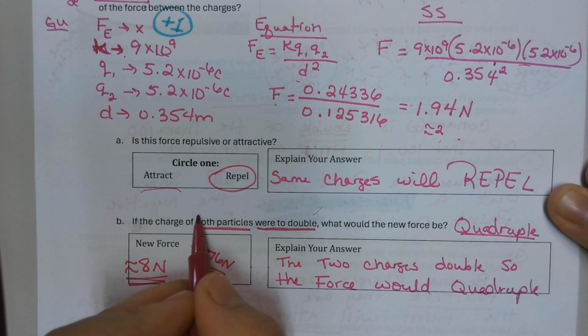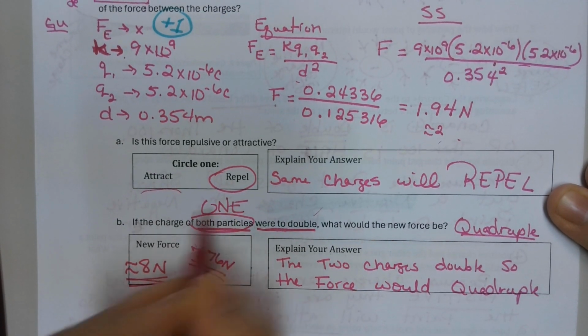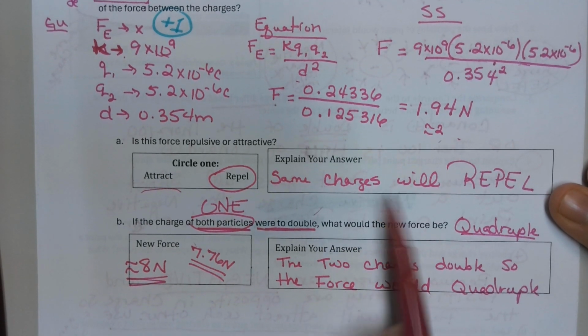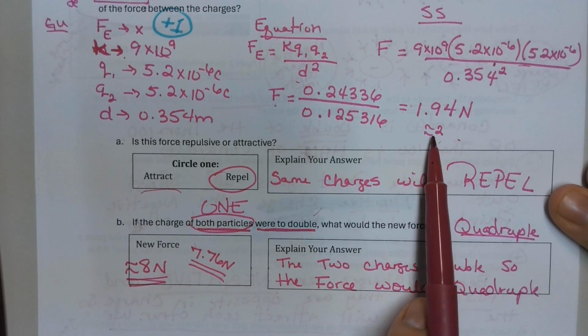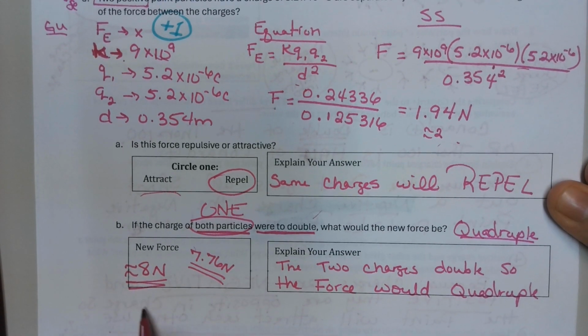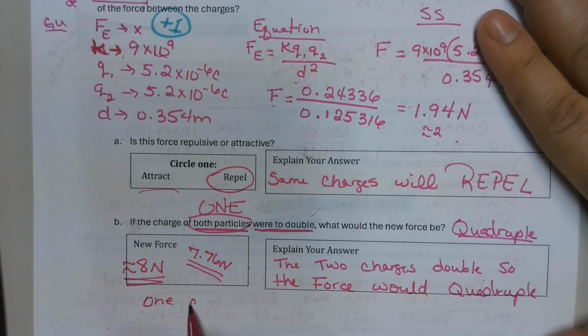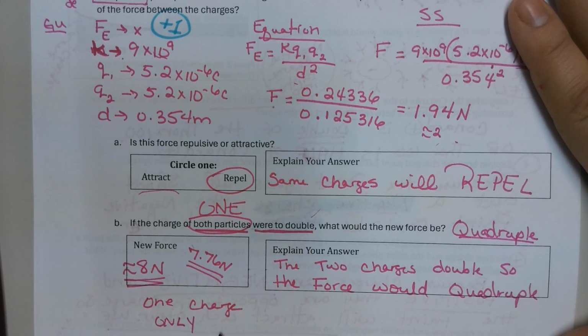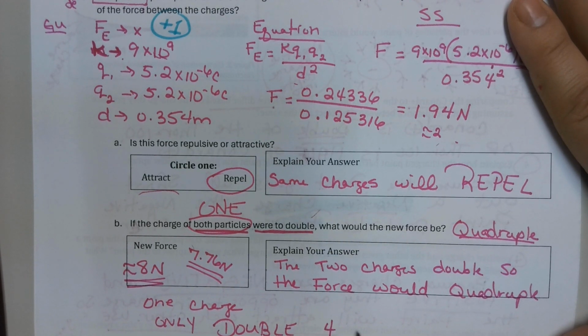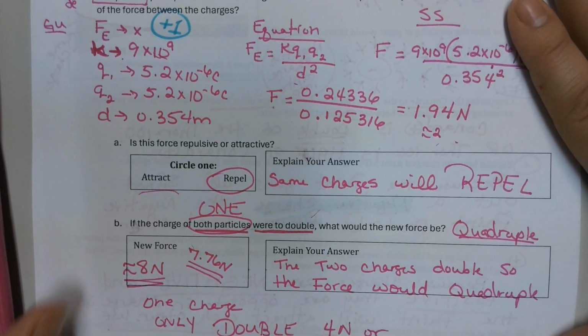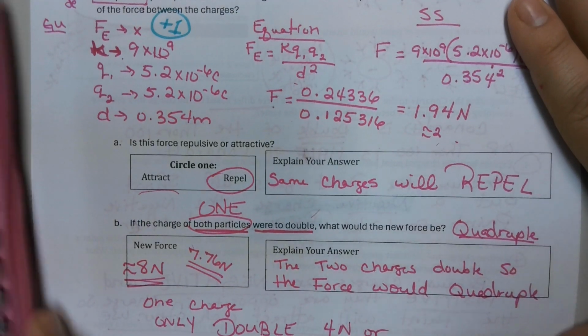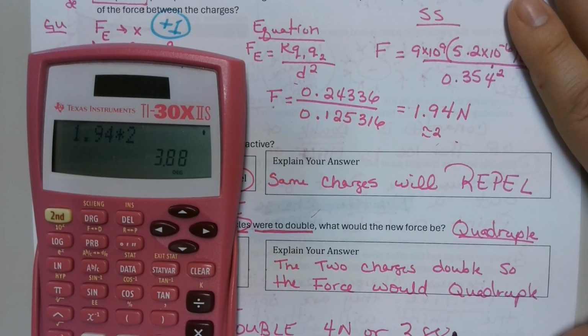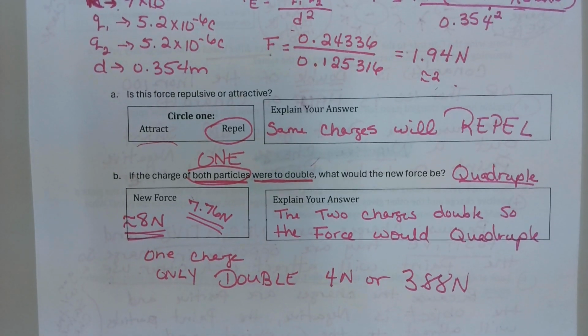If only one of these, if it said 1, then it would only be double. So it would only be double this number, or 4 times. Okay? If it was only 1 charge, then we would only double, aka 4 newtons, or 1.94 times 2, which is 3.88 newtons. Okay, so that's all that it has to do with the charges.